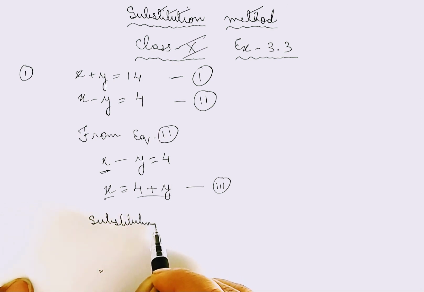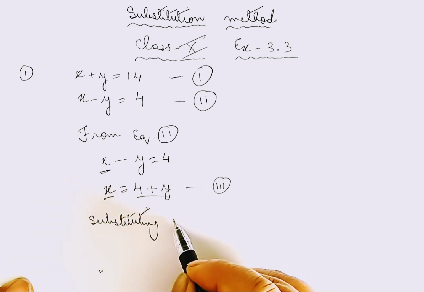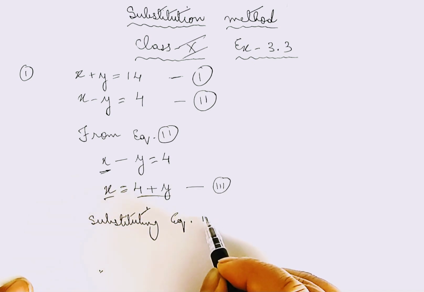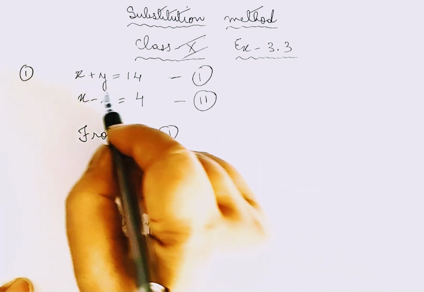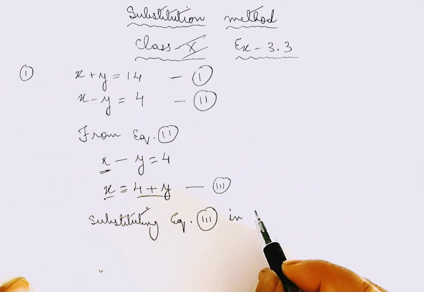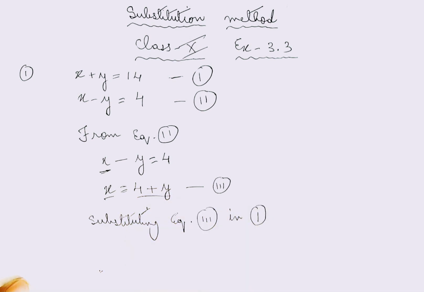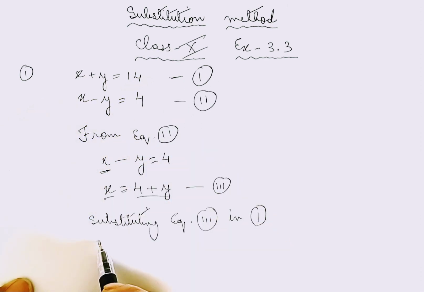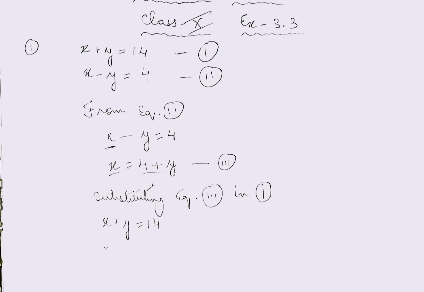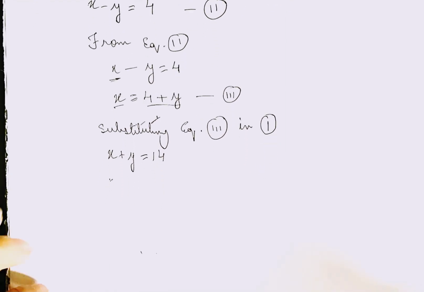Substituting equation 3 in equation 1. Now equation 1 is what? x plus y equal to 14. So first I will write x plus y is equal to 14. Now what you have to do? You have to substitute the value and you will find the result.